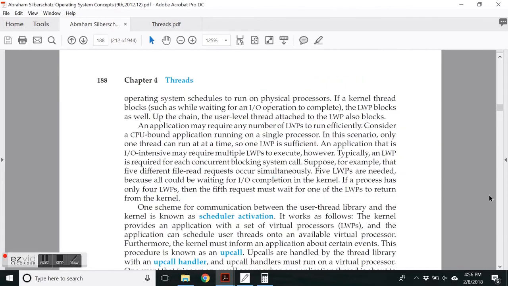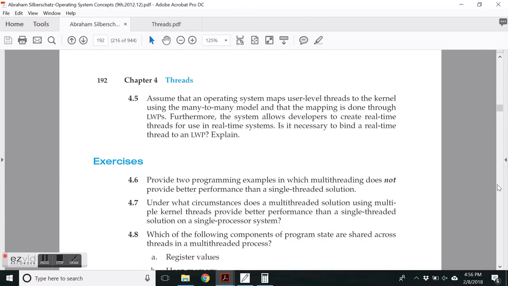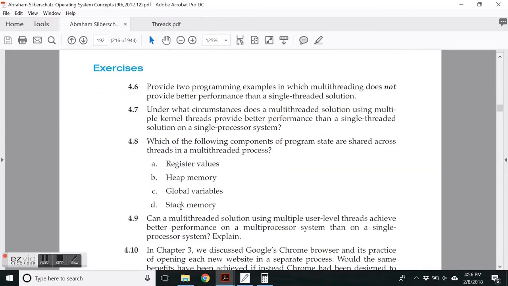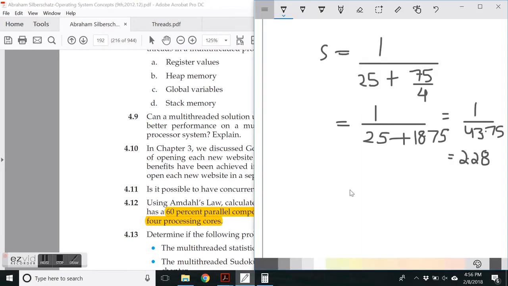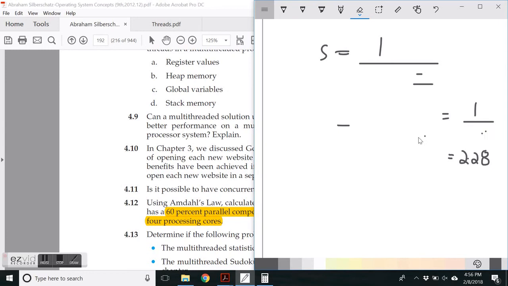Let me also do one more example from the end of the chapter. There is one problem where we have to apply Amdahl's law and calculate the speed up. Here it is. It says, use Amdahl's law to compute the speed up gain of an application that has a 60% parallel component with 2 processing cores and 4 processing cores. Let's do one of them and then I'll let you work on the second one since you've already seen the pattern.